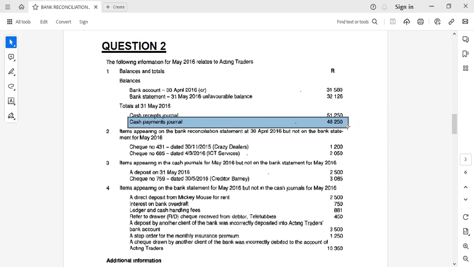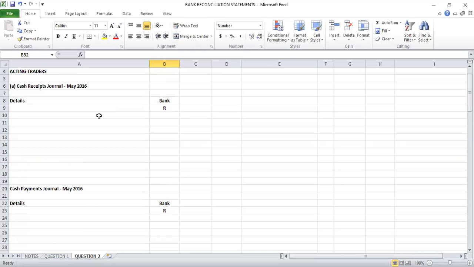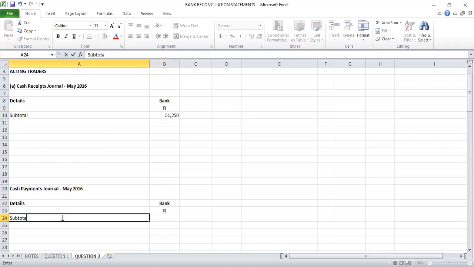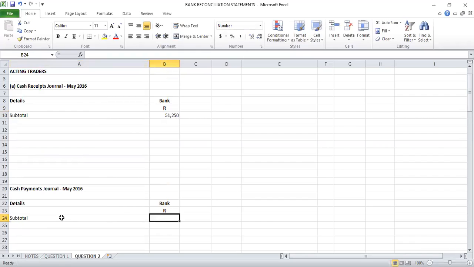So we're going to have a subtotal in the cash receipts journal. We take that total for the cash receipts journal, which is 51,250. Then we'll have a subtotal in the cash payments journal. We take the total for the cash payments journal, which is 48,250. Right. Before I proceed, any questions on number one? No, sir. No questions. Okay, I'll proceed to number two.